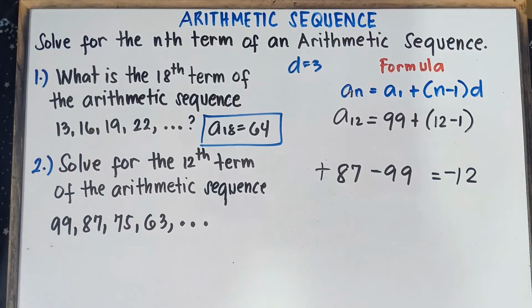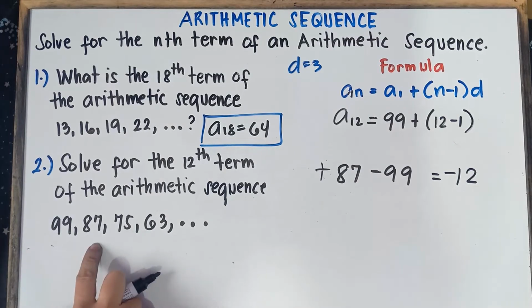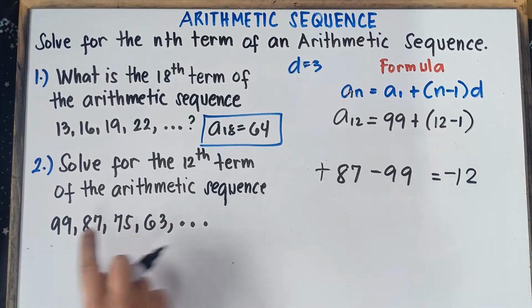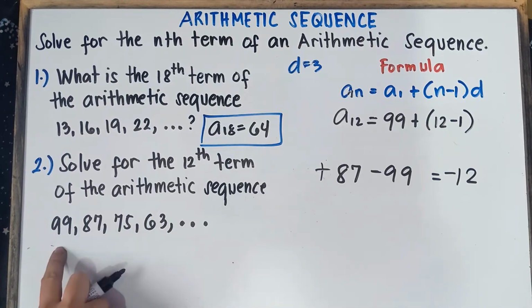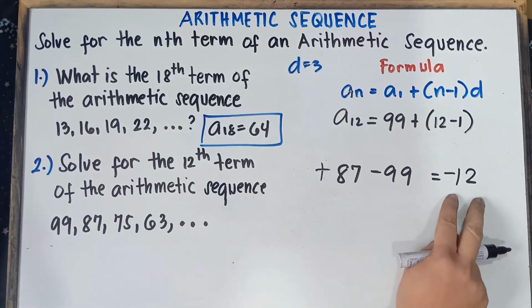Once again, class, to get the common difference, simply subtract the second term by the first term. So, second term, 87 minus 99. So, 87 minus 99, that would be equal to negative 12.